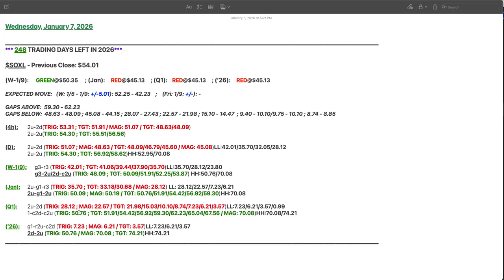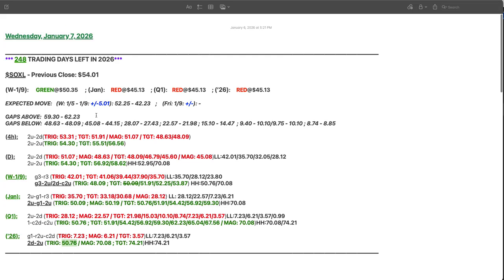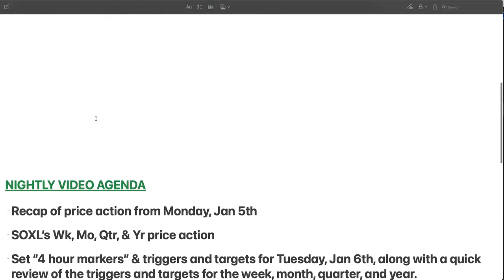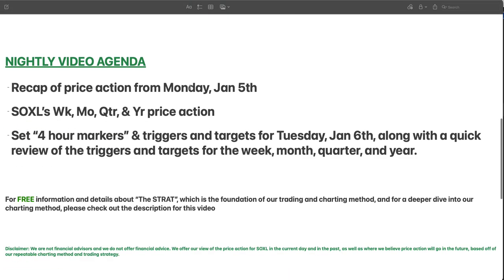The quarter, right, as long as we're above that 50.76, that combo 2 down, combo 2 up is still intact. So don't need to change anything there. And on the year, as long as we're above that 50.76, then that's still intact. So not too much to put there. Let's just get the rest of this lined up for the video, and then we'll end this video and get set to record the actual nightly video.